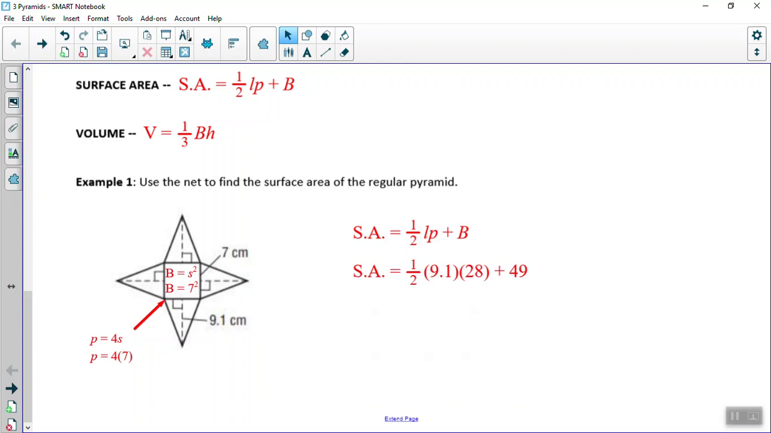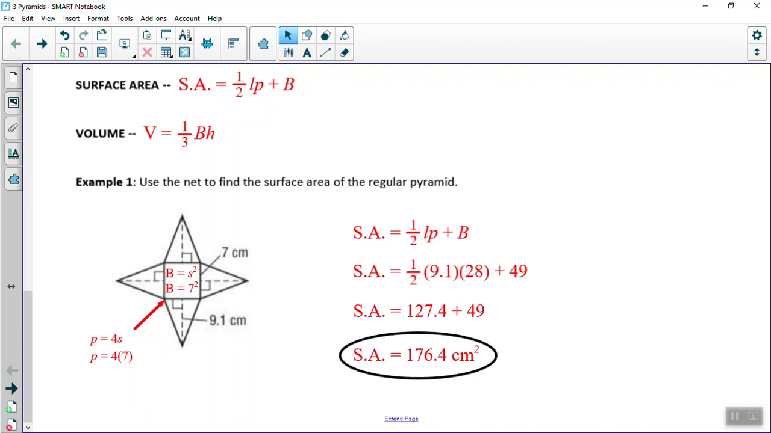All right, let's do some math. We're going to multiply first. Remember, 1/2 you can put in your calculator, 0.5. And then we get 127.4, and then plus the 49. Now I can go ahead and add those, and we get 176.4 centimeters squared. So the surface area is still area, so we do need to make sure that we are squaring our units of measure. And then circle our answer. All right, let's go to the next page.